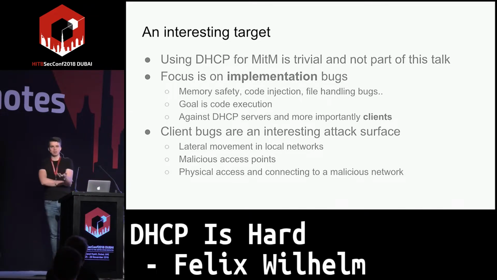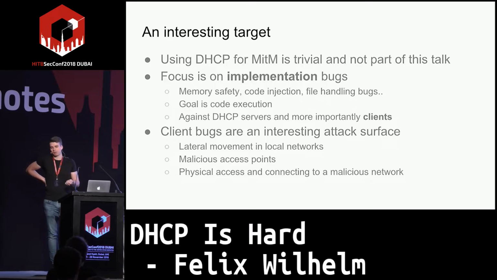Client bugs in particular, so client bugs that allow you to run arbitrary commands on a vulnerable DHCP client, are a pretty interesting attack surface in the real world. One example where you can use them is lateral movement in local networks. You compromise one system in a local network, and then you can use this client bug to jump to other systems in the local network that might be more interesting for you as an attacker.